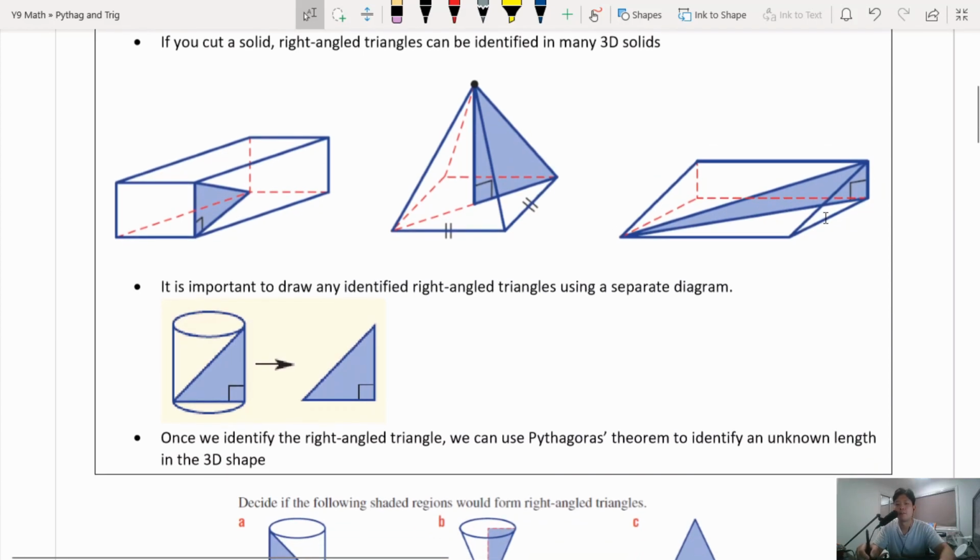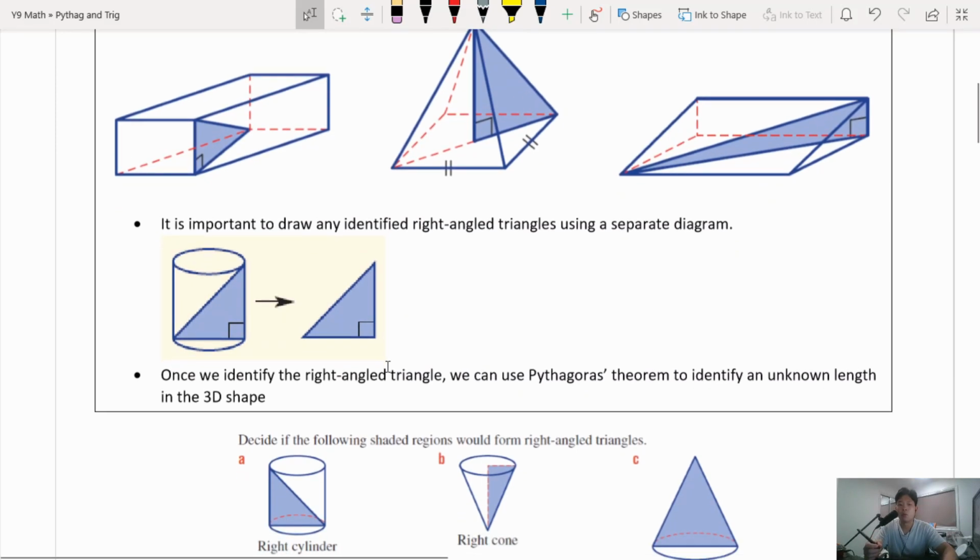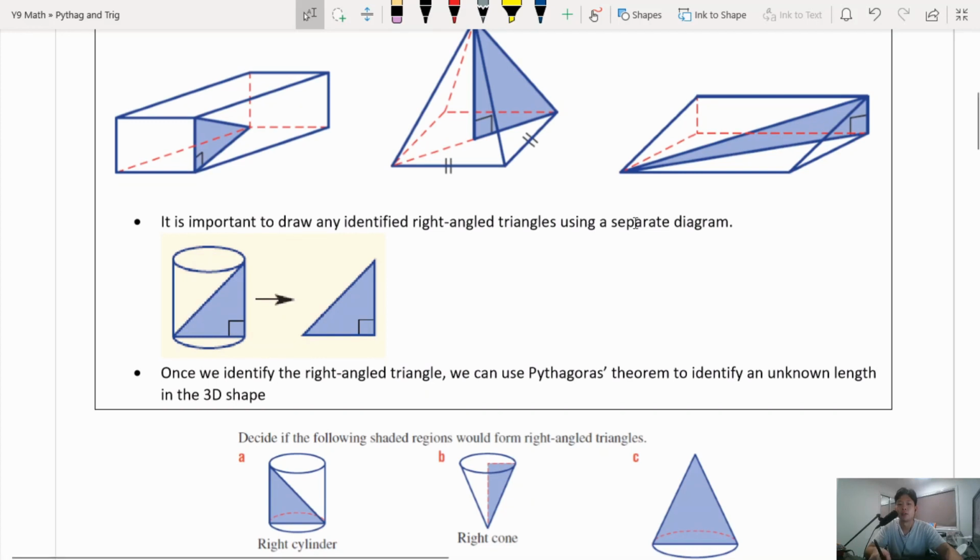Once you have identified the right angle triangle, it is really important to draw it using a separate diagram, just like this. If you don't do this, you'll get very confused, so make sure you're always doing this step. Once we have identified the right angle triangle and drawn the relevant diagram, we can use Pythagoras Theorem to find an unknown length in the 3D shape.